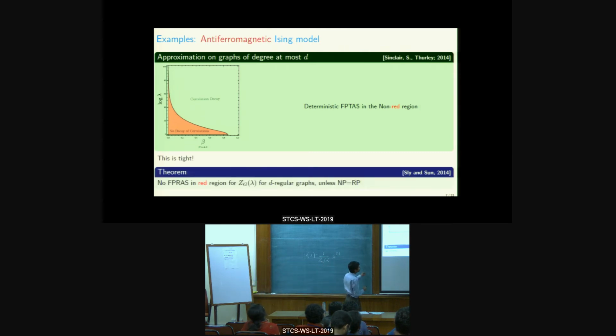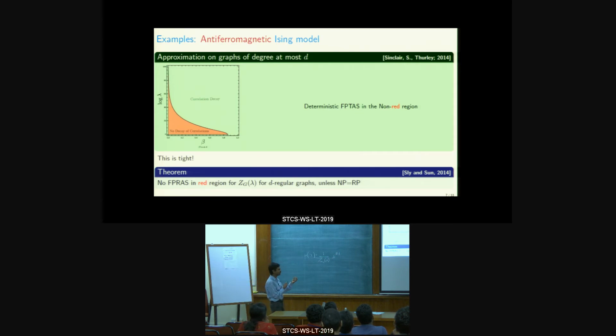In this red region, there is this line separating the two regions, just a thin line. I mean, there's no thickness to it. On one side of the line, there is a deterministic FPTAS. On the other side, there is no efficient algorithm unless a lot of other problems become easy. So basically, NP is equal to RP. Unless you have randomized polynomial time algorithms for solving things like traveling salesman and so on, you don't have fast algorithms for approximating the partition function here.